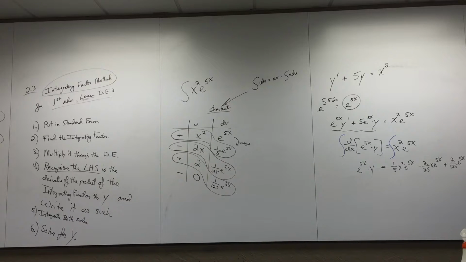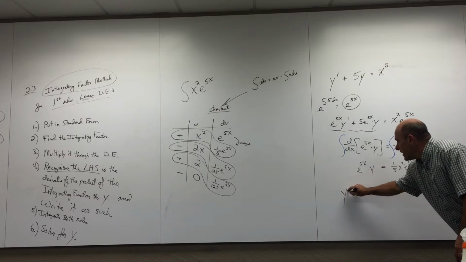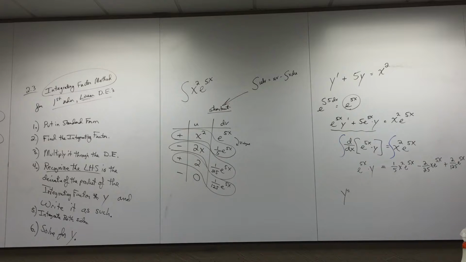Because what you're about to do, it's not just a plus C. Well, you'll see. What's it about to be? You're about to divide by e to the 5x. So y equals, and when you divide by e to the 5x, it's going to cancel there, cancel there, cancel there, but it shows up here, so that C is important. You end up with this C over e to the 5x. But anyway, it cancels here.